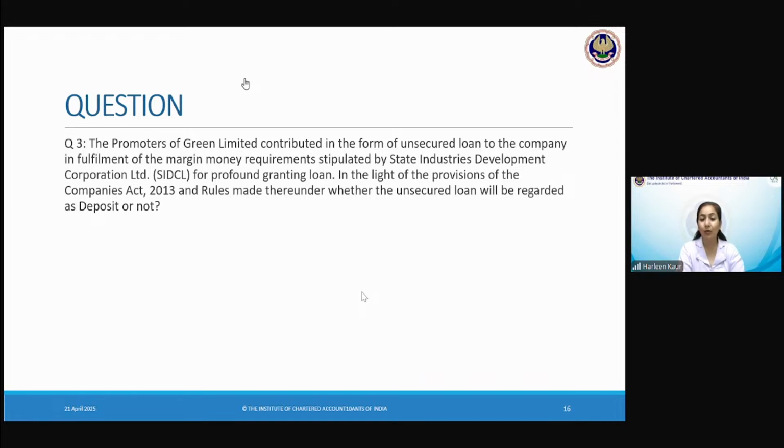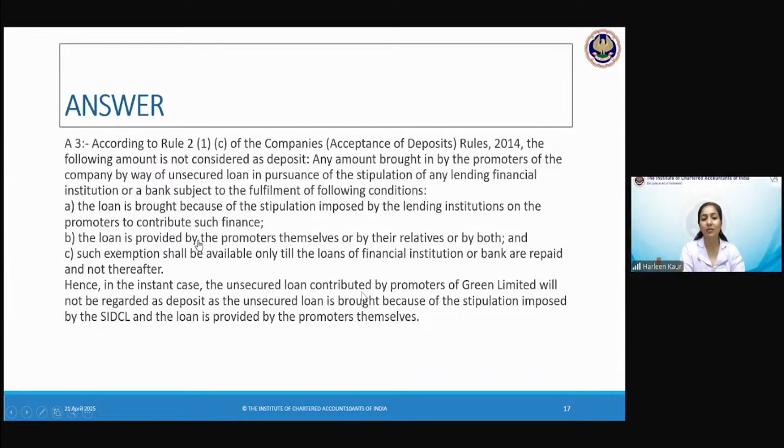It is an unsecured loan given by the promoter. The amount has been given for fulfillment of margin requirements for granting a loan. So what will you say? So simply you have to answer this loan will be exempted till the time the loan of the financial institution is repaid. And the loan can be given by the promoters themselves or their relatives.